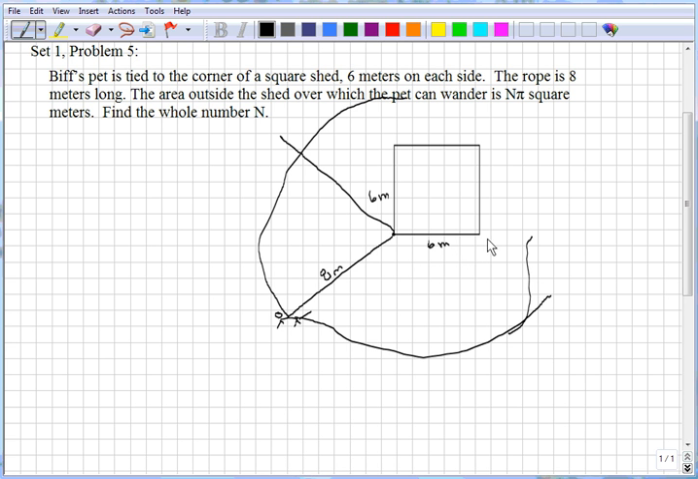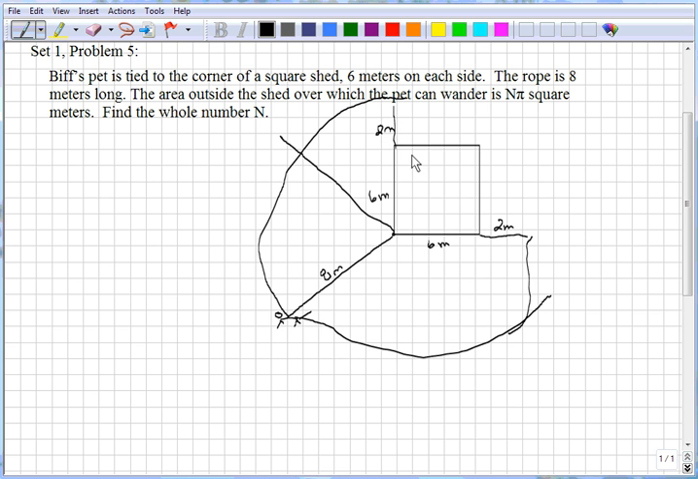Okay, and then when he hits the shed, when the rope is lined up with the shed, he's still going to be 2 meters beyond the shed on the rope, right? So in the same way, when he's up here and the rope is lined up with the edge of the shed, he's still going to be 2 meters beyond the shed.